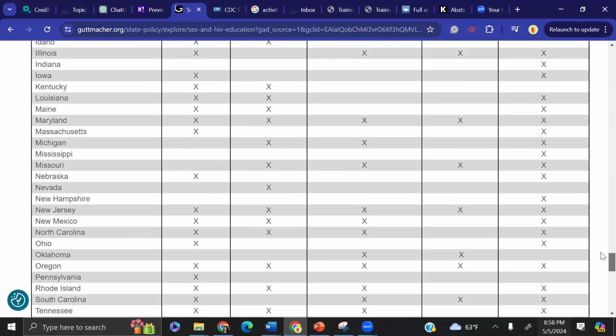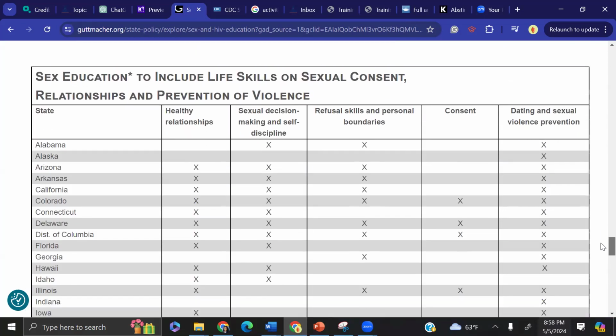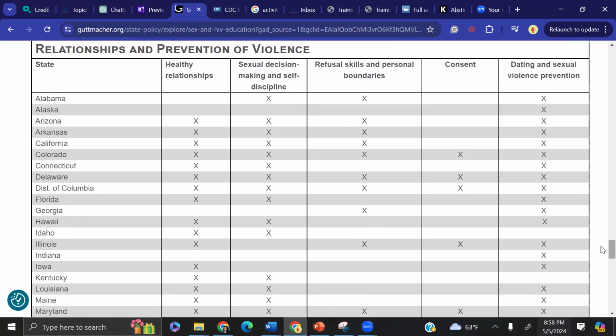I'm scrolling, and it's another chart. Okay, thank you for sharing that. Look, Maryland is all across the board on this chart right here. It has to talk about healthy relationships. I don't remember learning about that, so maybe the curriculum is different now. Self-discipline, I don't remember learning about that either when I was taking sex ed. And maybe refusal.